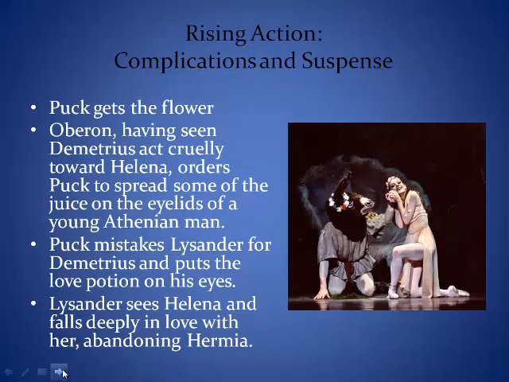And the rising action follows the inciting incident. In this rising action, Puck gets the flower, and Oberon witnesses the love of Helena for Demetrius, and Demetrius ignoring Helena, and so he orders Puck to spread some of the juice on the eyelids of a young Athenian man. Puck mistakes Lysander for Demetrius and puts a love potion on his eyes. Lysander sees Helena and falls deeply in love with her, abandoning Hermia.